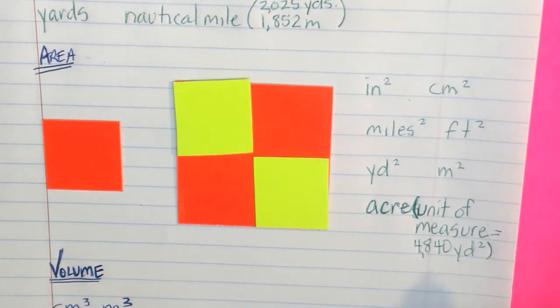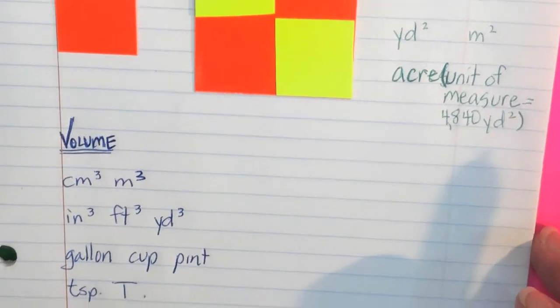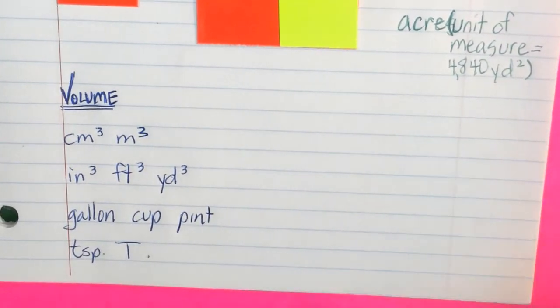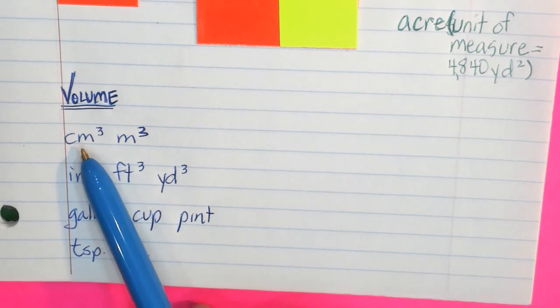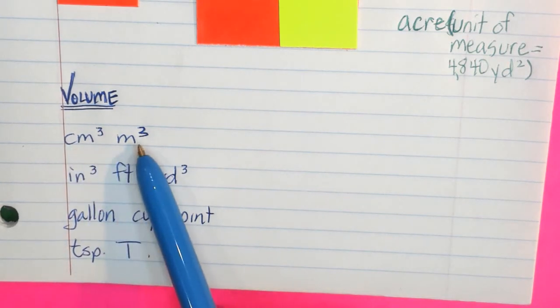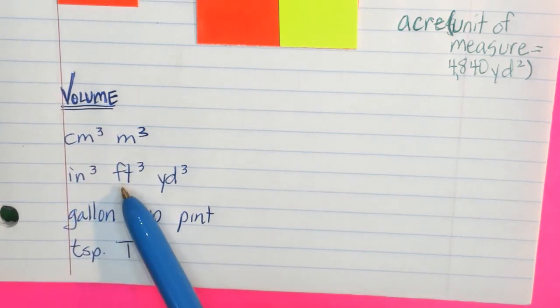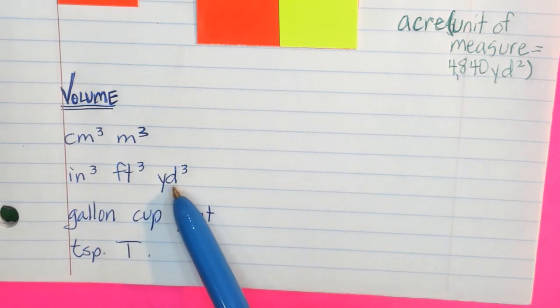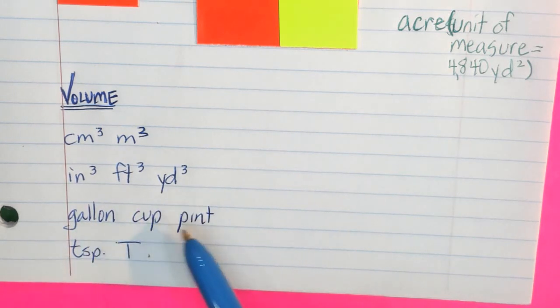And the last unit of measure to review would be volume. Units you'll see associated with volume would be cubic units, like cubic centimeters, cubic meters, cubic inches, cubic feet, cubic yards, or liquid volume measurements like gallon, cup, pint, teaspoon, and tablespoon.